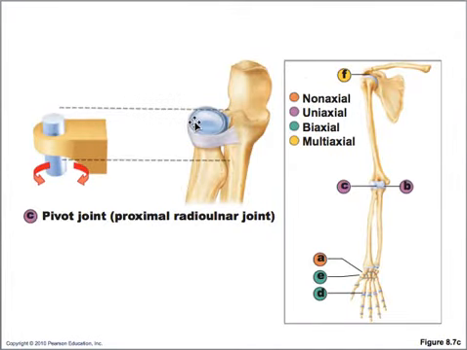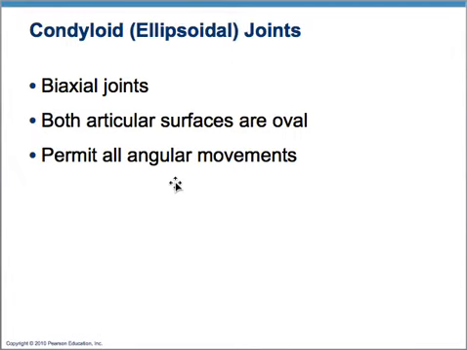So here we have a pivot joint at our radius and our ulna. We see our ulna again attached to our radius. This is a pivot joint. It allows it to pivot around, like when we would supinate or pronate our wrist. Remember those terms from our last lecture.